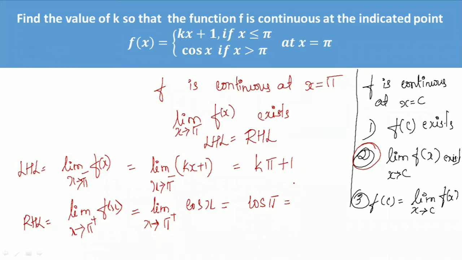Cos 180 degrees. Good, Vinay. Vinay has also got the answer. What is the value of cos pi? It is minus 1. So we have found the left hand limit and the right hand limit.